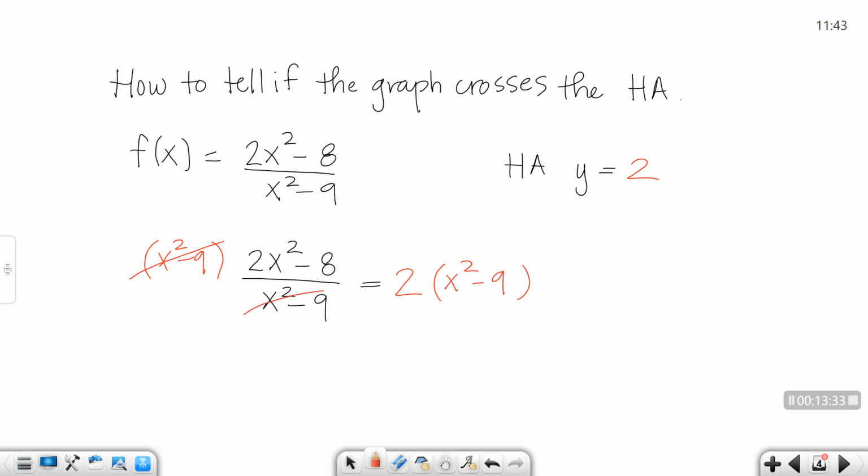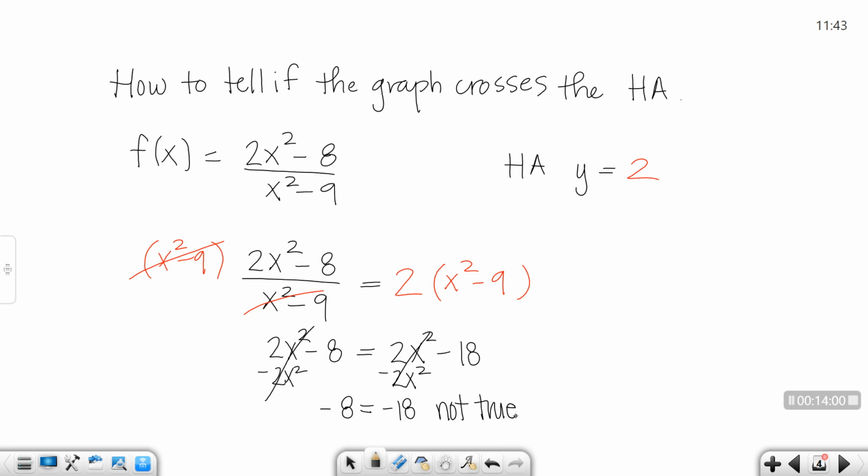My x squared minus 9's cancel out. So that leaves me with 2x squared minus 8 equals 2x squared minus 18. So I need to get my x's on the same side. Well, when I do that, these x's cross out, and I get -8 equals -18. That is not true. So my x's canceled out, and it gave me a false statement. So since it gave me a false statement, that means there was no solution.